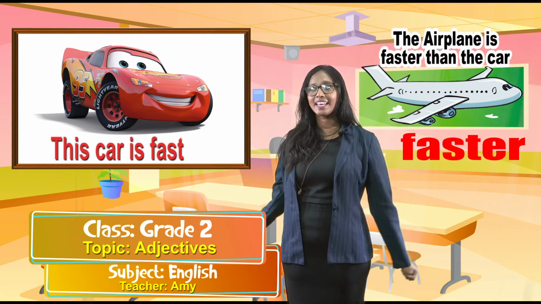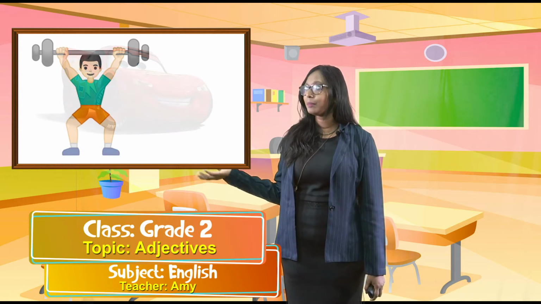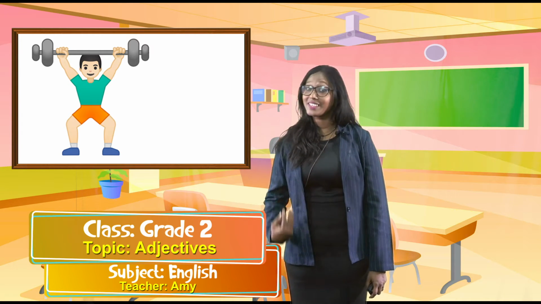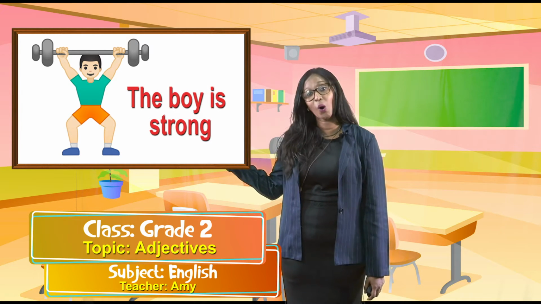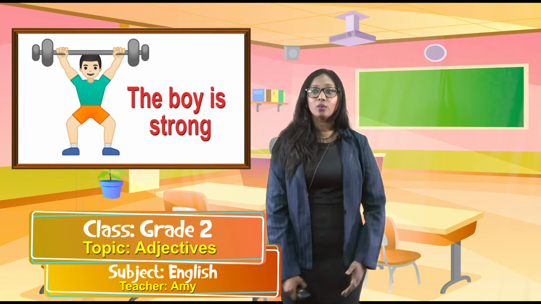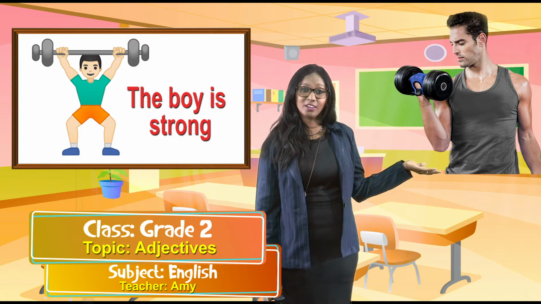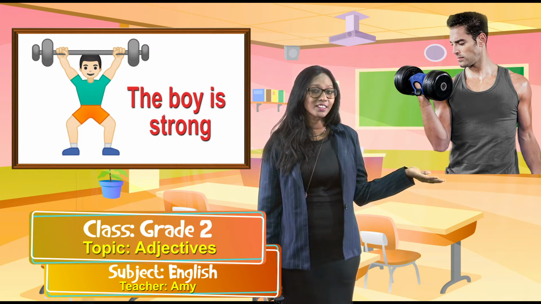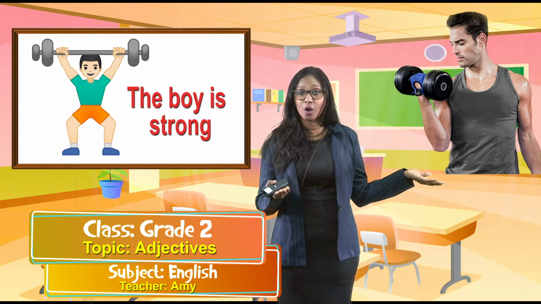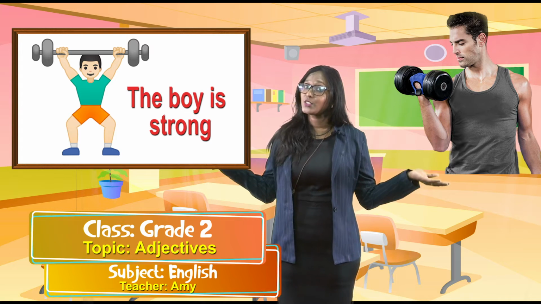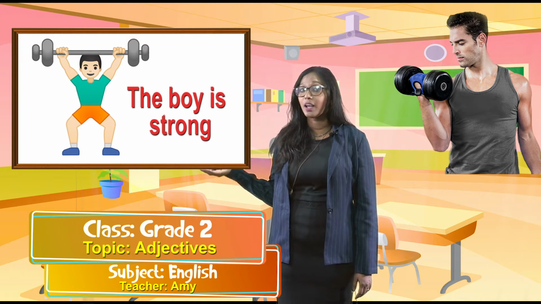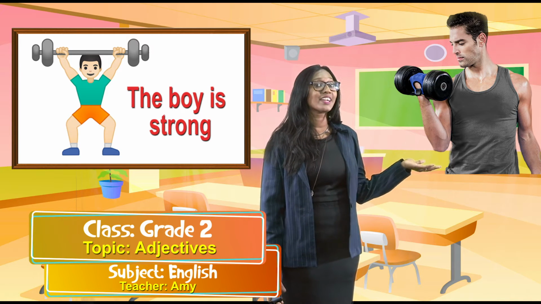Now, take a look at this. We have the boy, and the boy is lifting some weights. So we say the boy is strong. Now we have the boy's father. Look at the boy's father. If we want to use the same adjective strong to compare these two, we say the little boy is strong, but his father is stronger.